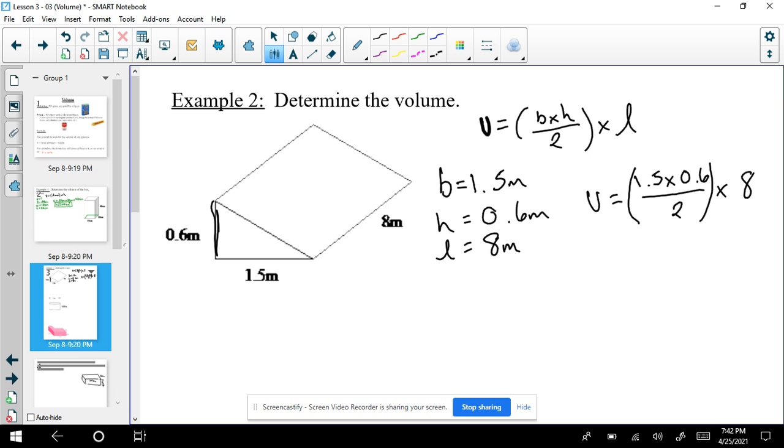Now remember, this is all in meters. I should have put the units afterwards, but I did not. So then we get 1.5 times 0.6 divided by 2, right? If you put that in your calculator, you're going to get 0.45 meters squared times 8 meters. And that's going to give me 0.6 meters cubed. Okay, and that right there, guys, is my volume.